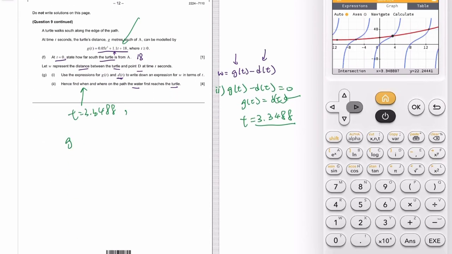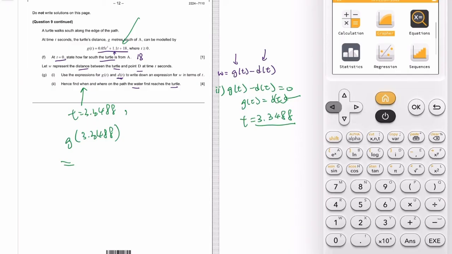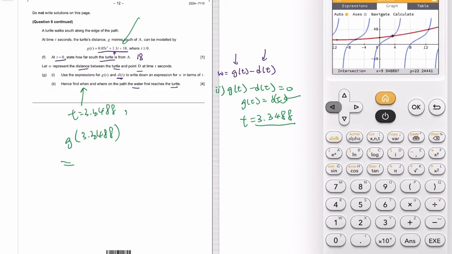I guess I will sub into g. That looks more reasonable. So, wait, actually, that's just the y value of the graph. It's the y value of the graph, which is 22.24. So it's 22.24 meters away from point A, so this much south of point A.